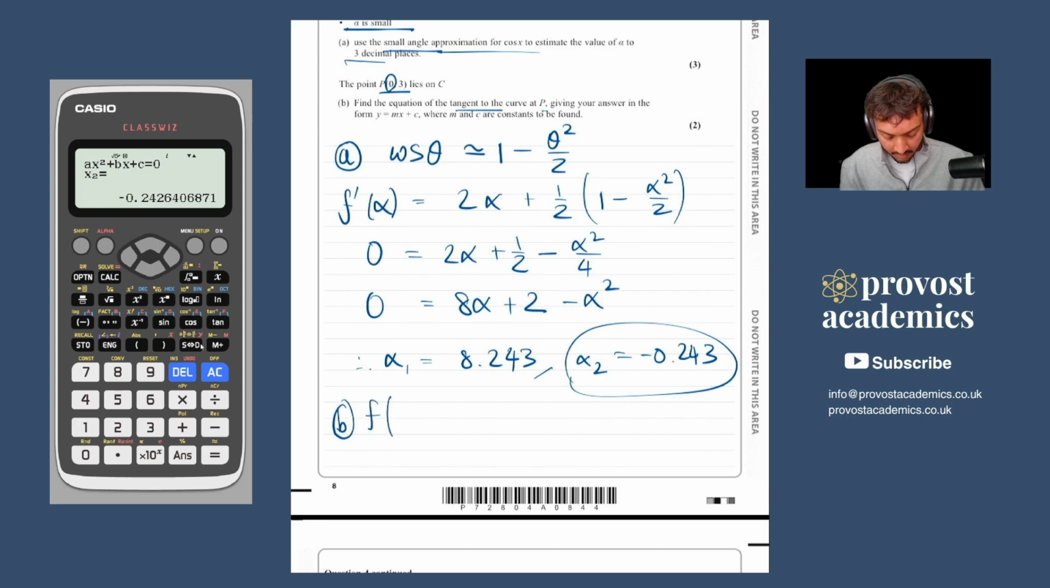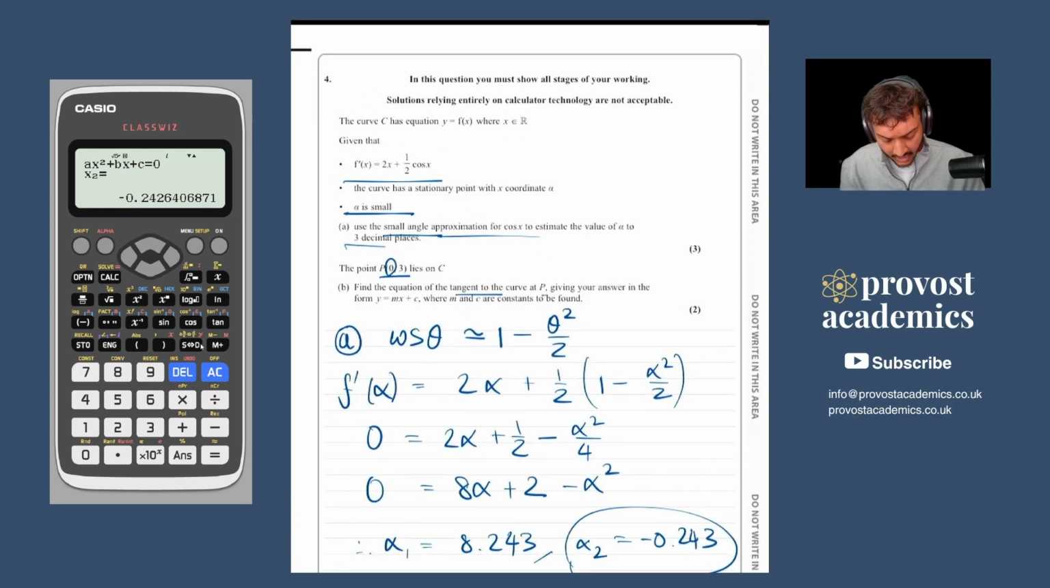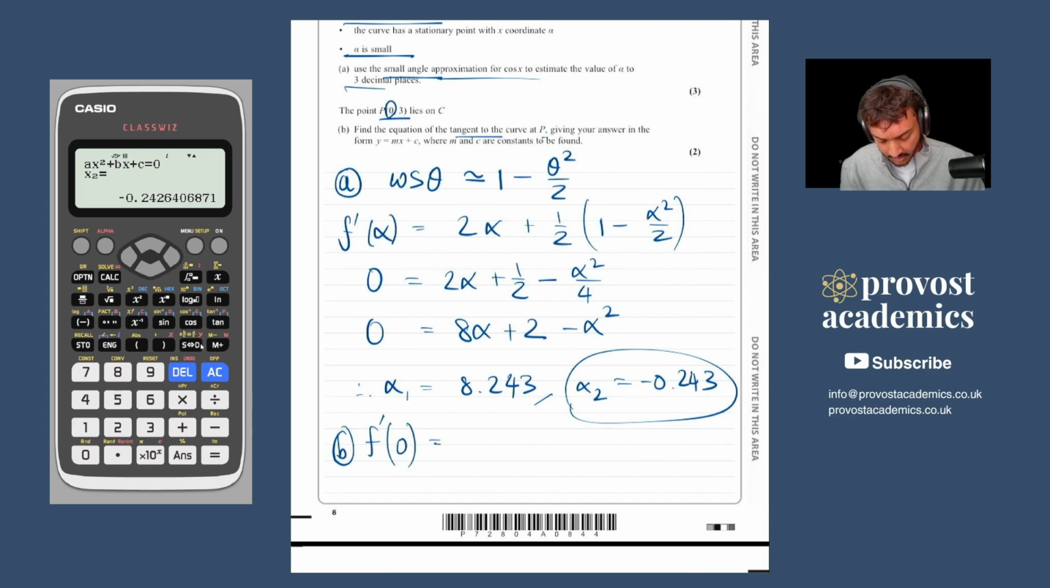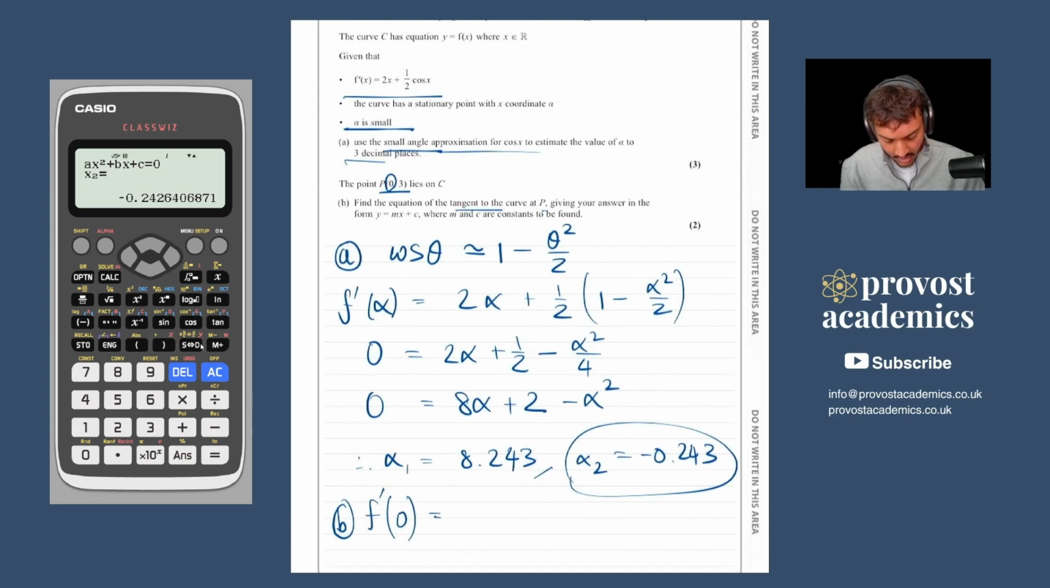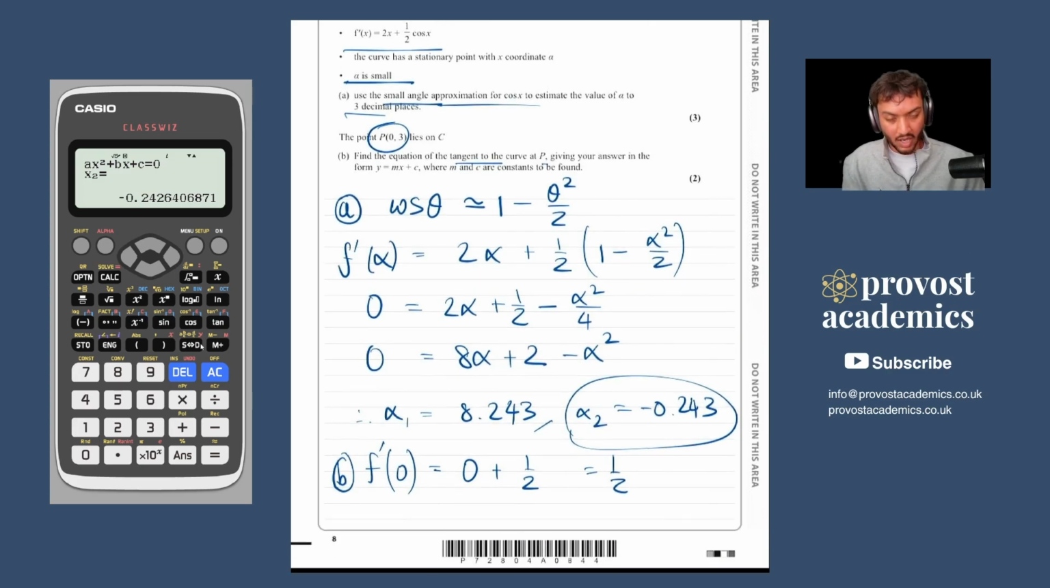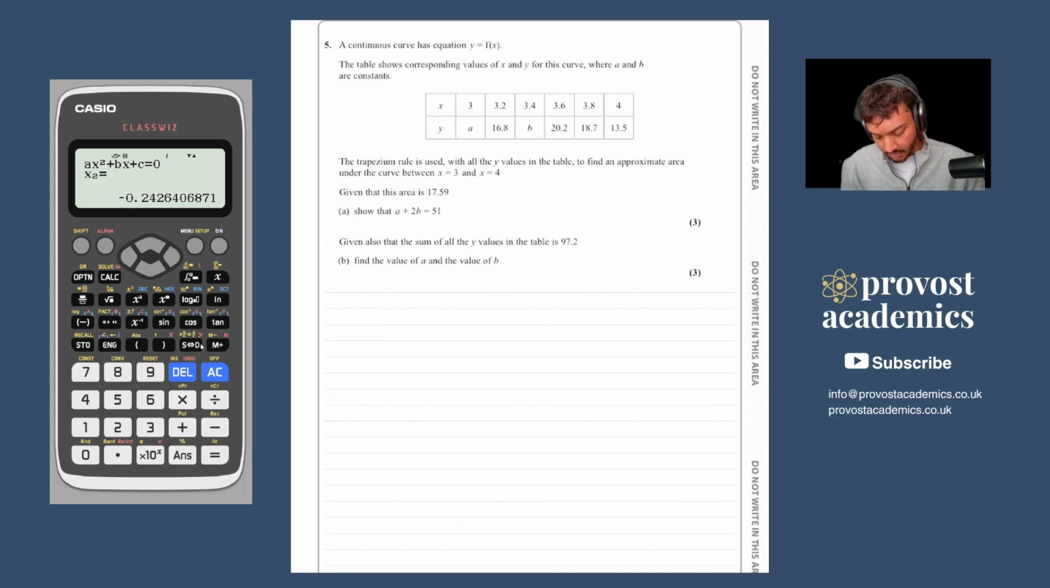So f dash of 0 is equal to, I'm just checking the equation, 0 plus a half of cos of 0, which is 1, so just a half. Since we know this point P is the y-intercept, I don't even have to do y equals mx plus c here. I can just say y equals a half x plus 3, and that'll be that. Lovely. Let's move on.